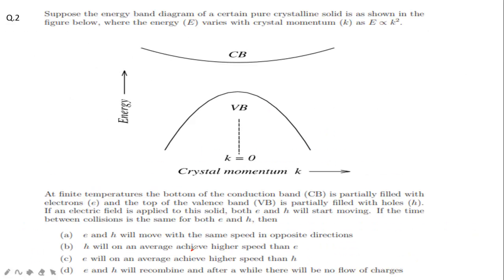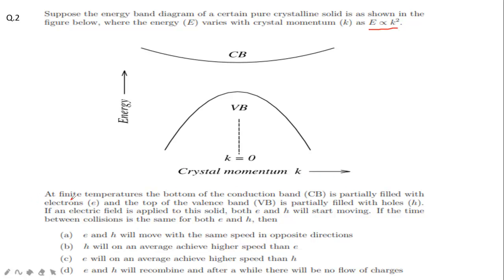Suppose the energy band diagram of a certain pure crystalline solid is as shown in the figure below. You can see the figure where the energy E varies with crystal momentum K. So the dispersion relation is given, E is proportional to K square. This is your conduction band, this is your valence band, and K denotes the crystal momentum.